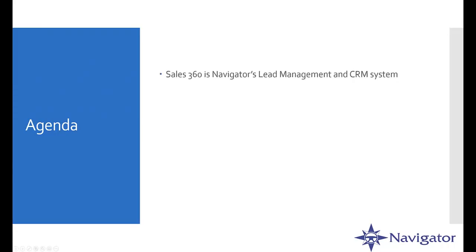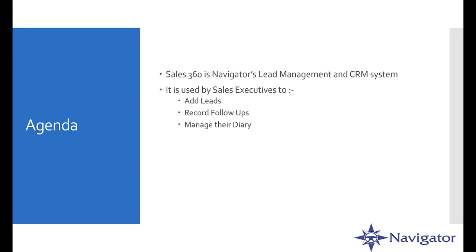The Sales 360 is Navigator's lead management and CRM system. It's used by the sales executives to add leads to the system, to record their follow-ups to any leads they've got on the system, to manage their diaries, so who's coming in, what appointments they've got, to schedule their follow-ups when they've got to go back to customers with any information or telephone them. It allows them to take a sales inquiry, convert that straight into a sales order very easily, very quickly, and follow that right the way through to handover.